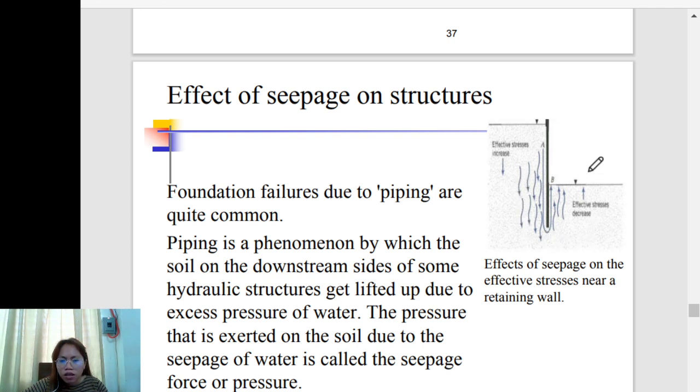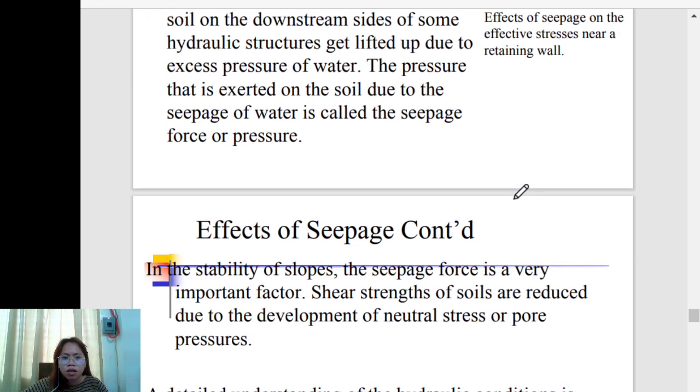So the soil here tends to rise because of the excess pressure, because of too much water pressure. So the tendency is that the retaining wall will overturn in this direction because of this pressure of the water on the downstream, I mean upstream, this one. So that is the effect of the seepage on the foundation structure.